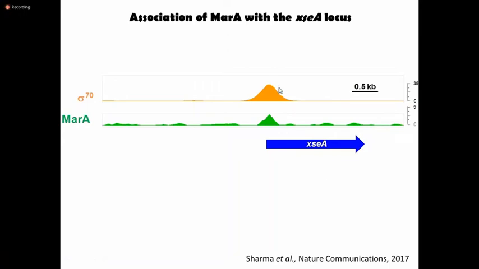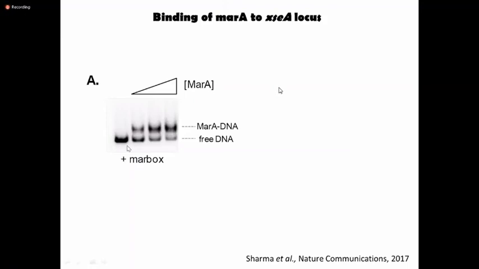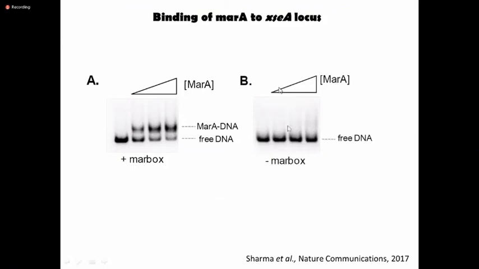For testing it, we generated 2 fragments. One fragment has the MAR box intact, and in the other fragment, we deleted the MAR box. We took these 2 fragments and did some binding assays, gel shift assays. Here in figure A, when you have the MAR box intact, which was the green peak area, and you titrate MAR-A in this direction, you can clearly see that MAR-A and DNA start to form a complex. However, when you get rid of the MAR box and titrate MAR-A, you don't see any complex forming. This proves that MAR-A binds to the xseA locus.